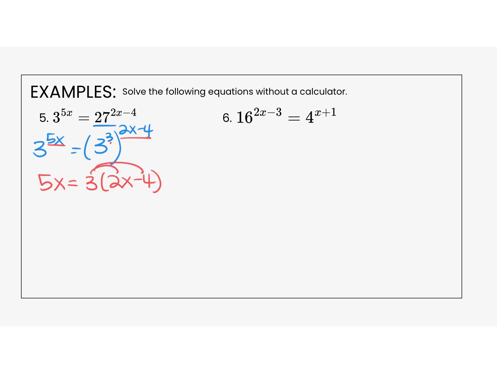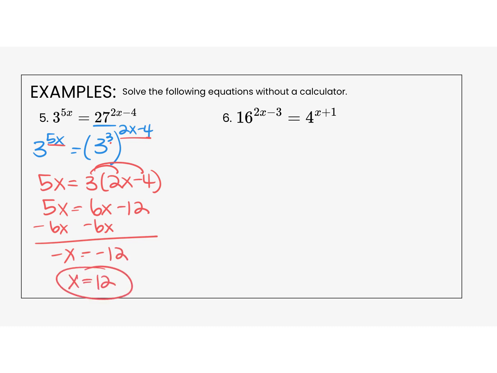Make sure we distribute. So 5x equals 6x minus 12. I would subtract, because I have x's on both sides. I'm going to subtract that over there, so I get negative x equals negative 12, which means that if I were to divide by negative 1, x equals 12. So just a little bit more work to do, but we can still do it.